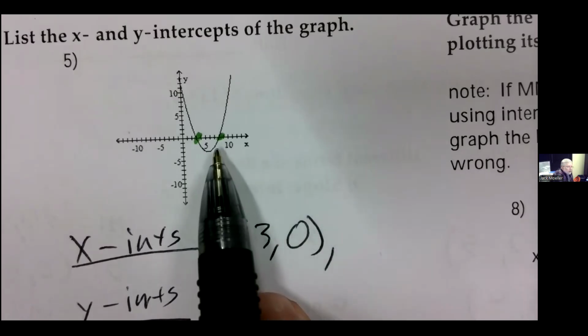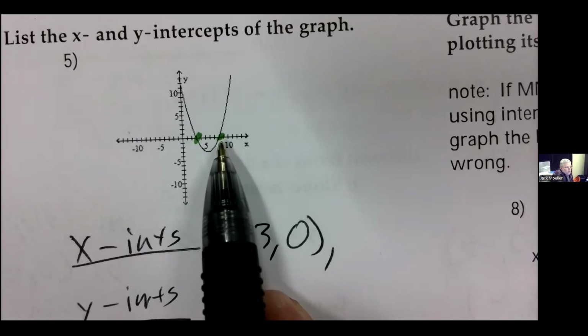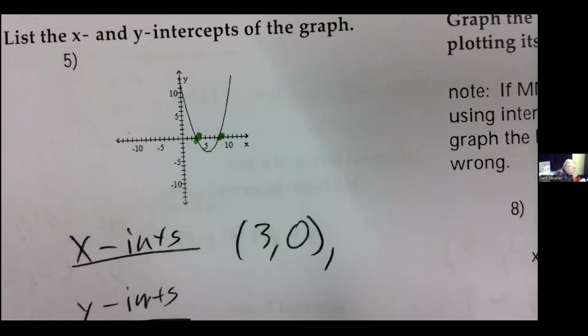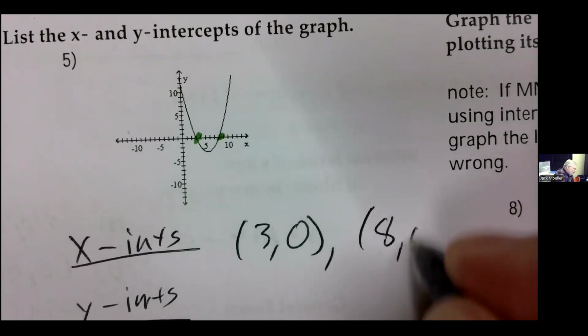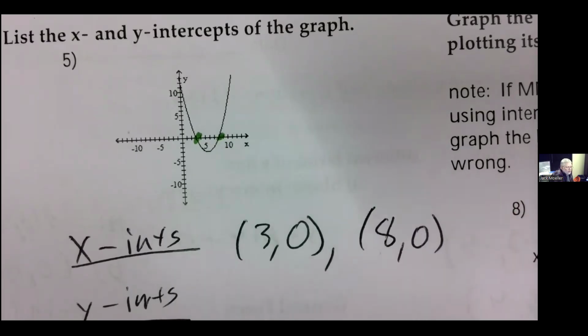So what are the coordinates of that second x-intercept? It looks like 5, 6, 7. I think it should be 8. Again, I apologize for putting the mark there. And so x is 8, and now y is 0.